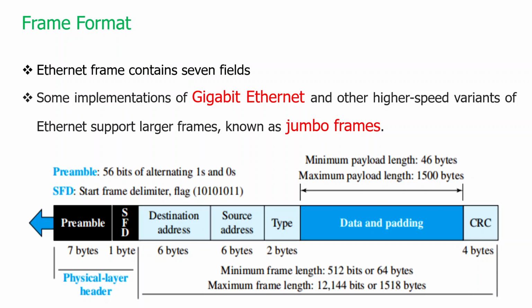The Ethernet frame consists of 7 fields. The first field is the preamble, followed by the start frame delimiter (SFD), destination address, source address, type, data and padding, and then CRC, the cyclic redundancy check. Some Ethernet frames developed for higher speed variants of Ethernet are called jumbo frames. For example, in gigabit Ethernet, we use jumbo frames larger than the normal Ethernet frame. So let us see these fields one by one.